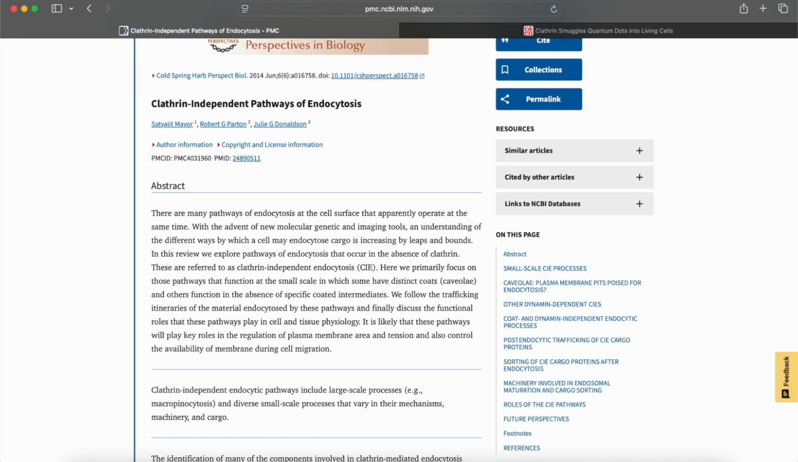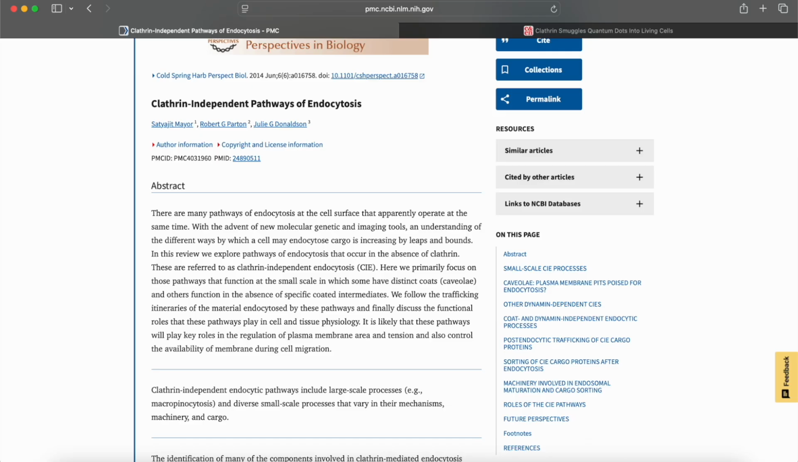Clathrin-independent pathways of endocytosis. There are many pathways of endocytosis at the cell surface that apparently operate at the same time. With the advent of new molecular genetic and imaging tools, an understanding of the different ways by which a cell may endocytose cargo is increasing by leaps and bounds. In this review, we explore pathways of endocytosis that occur in the absence of clathrin. These are referred to as clathrin-independent endocytosis.